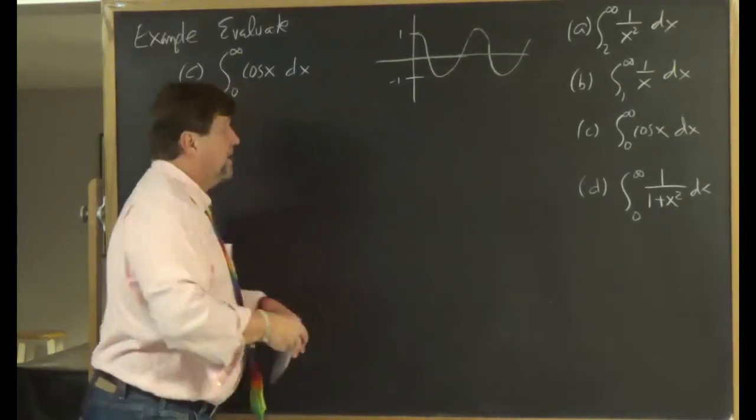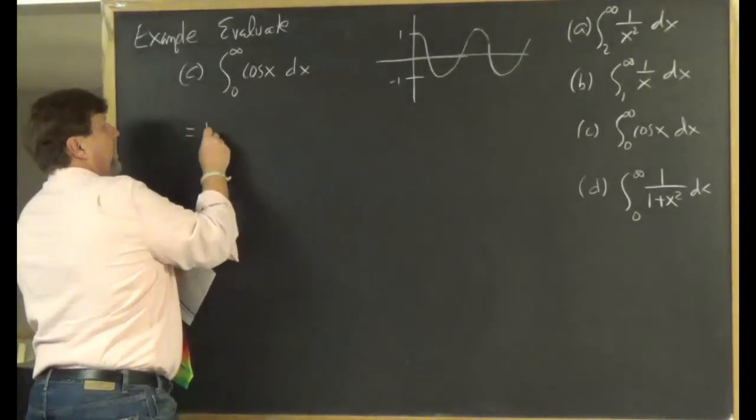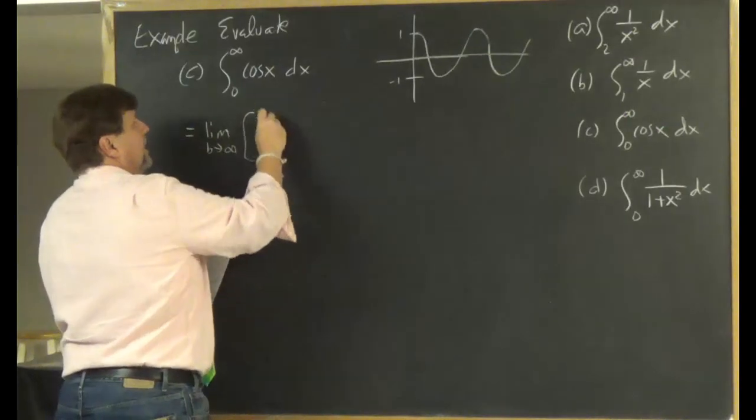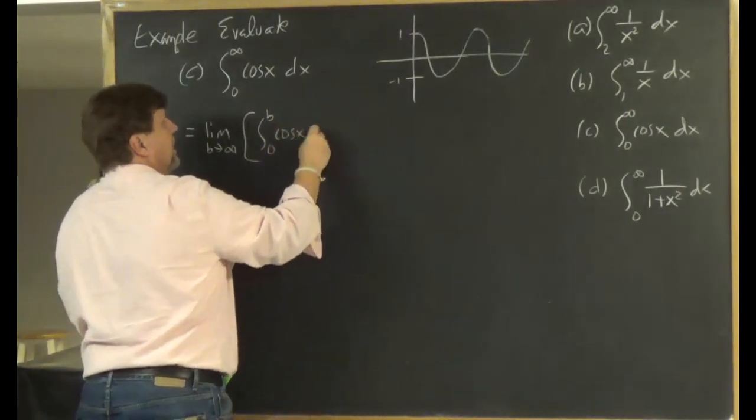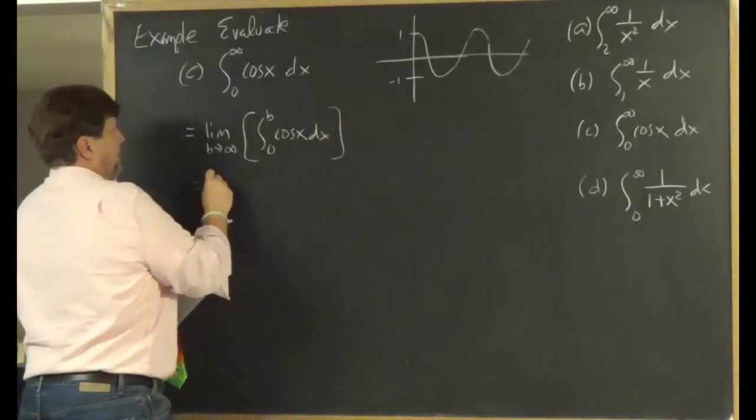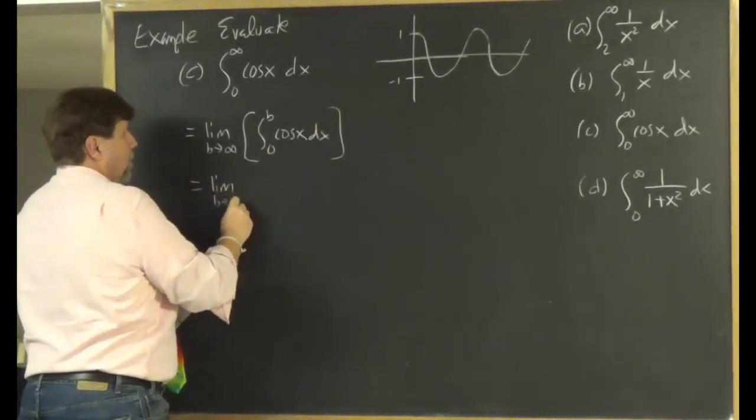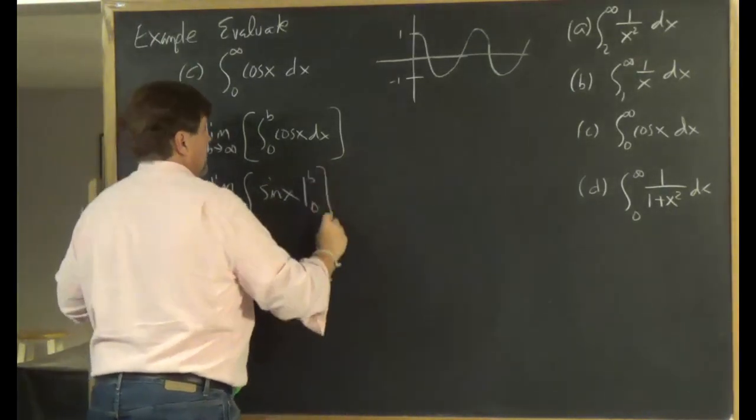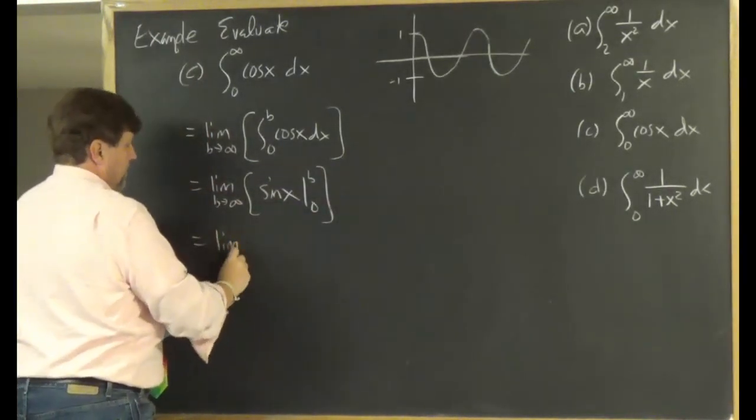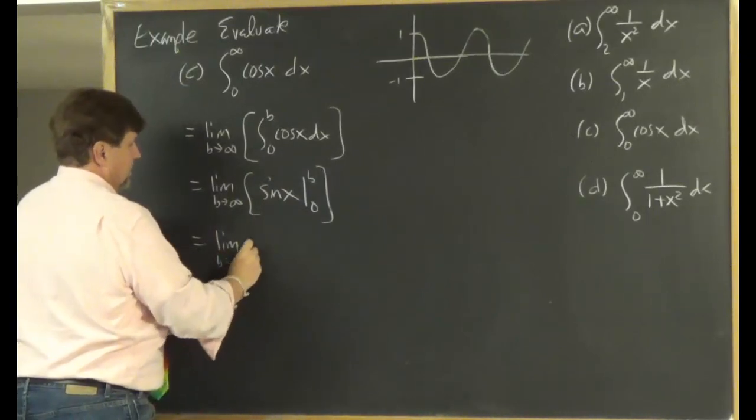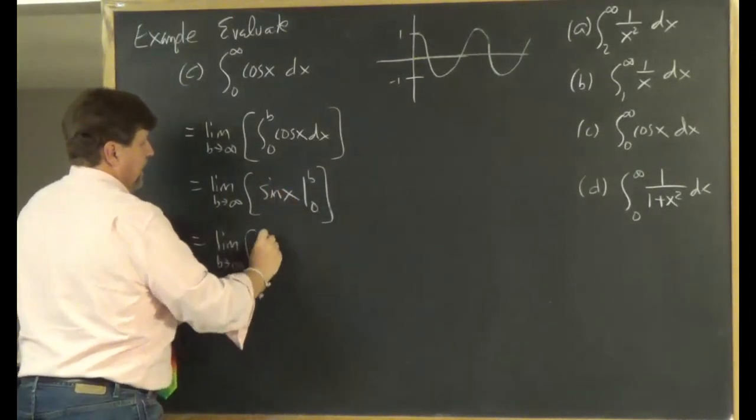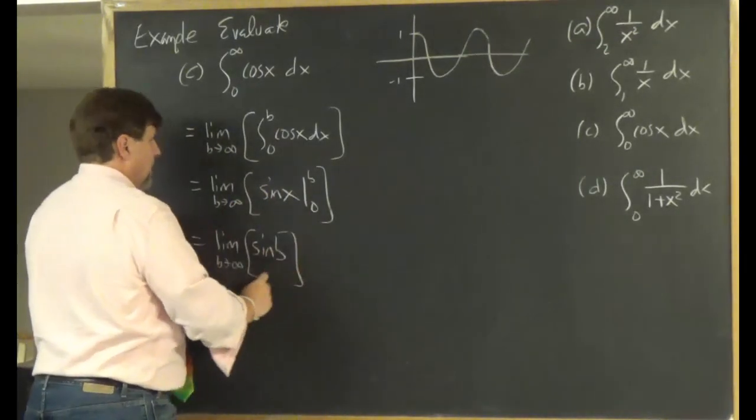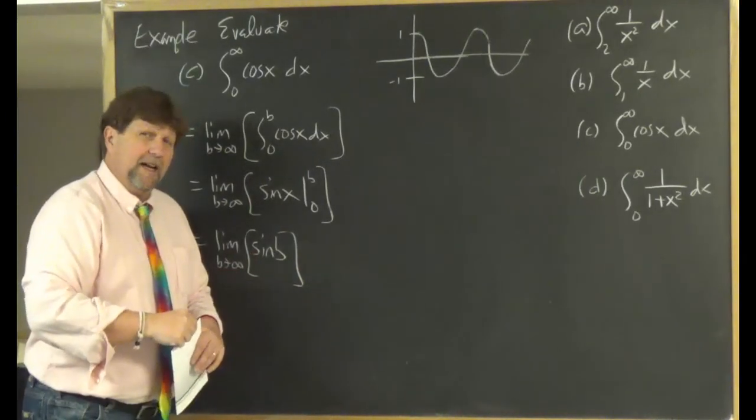But let's go through the mechanics. It's an improper integral. We know to rewrite that as the limit as b goes to infinity of the integral from 0 to b of cosine x dx. The antiderivative of cosine, we know that is sine. The fundamental theorem of calculus gives us the sine of b minus the sine of 0. Sine of 0 is 0. Then the limit as b goes to infinity of sine.